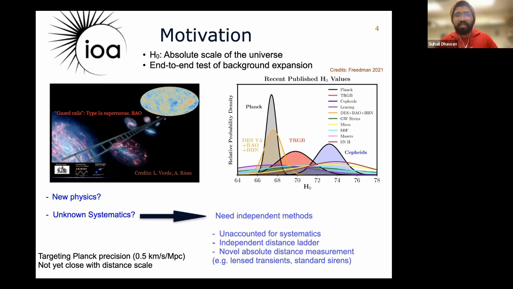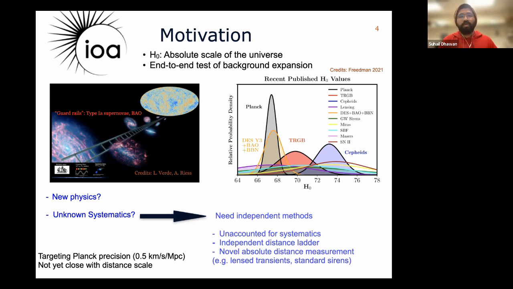The TRGB value in certain analyses lands right between the value from the early universe and the Cepheid distance ladder. And it's important to reduce the systematic uncertainties by having as homogeneous a sample as possible between the different rungs to get to percent level precision. I'll be talking about that in the local distance ladder part of the talk.